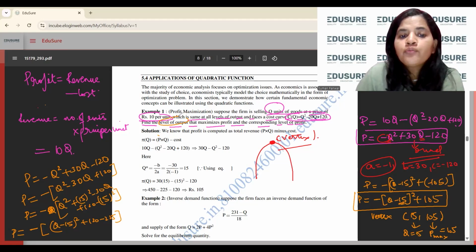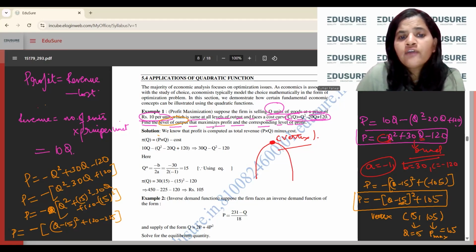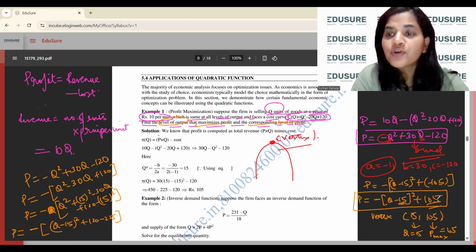So we want to find the level of output. The level of output is 15 units. And at this particular level of output, we are maximizing profit, and the corresponding level of profit you have to calculate. So when you have to calculate the profit, you just put q equals 15. So you get the profit as 105. So that is a very wonderful application of a quadratic function.